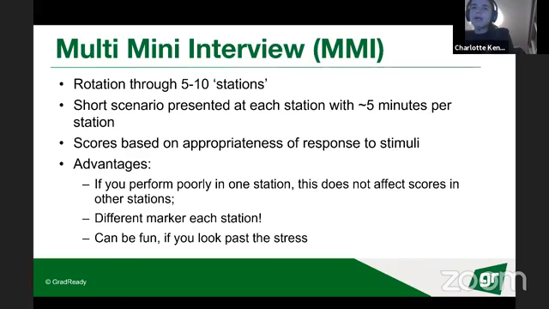I quite like MMI forms of interviews because if you do perform poorly in one station, this doesn't really affect your score in the other station, because the examiners don't know how you've gone in other rooms. And you can draw a line under it and move on and go to the next one. You will vibe with some people, you won't vibe with other people, and it's important to just collect yourself after each station is over.